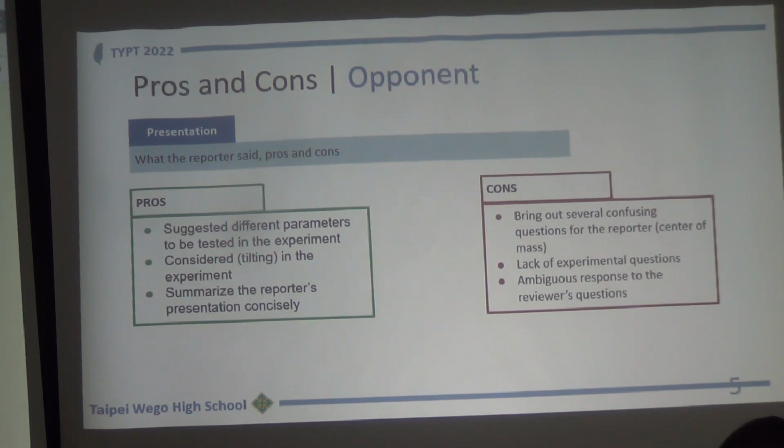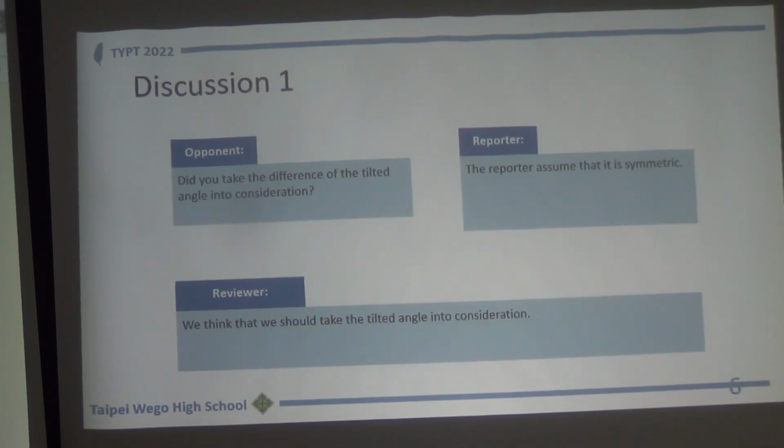As for the disadvantages, first, she brings several confusing questions for the reporter, for example, the center of mass. Second, the lack of experimental questions. And third, an ambiguous response to the reviewer's question. And I'll talk about the discussion.